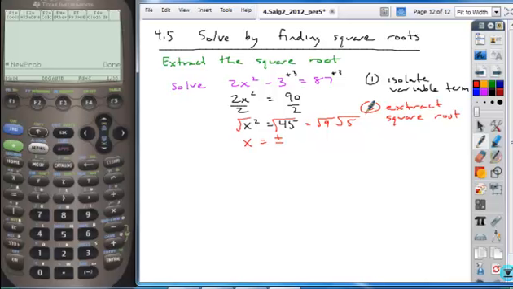45 is the product of 9 times 5. 9 is a perfect square. It simplifies to a 3. And the 5 would remain inside the radical.